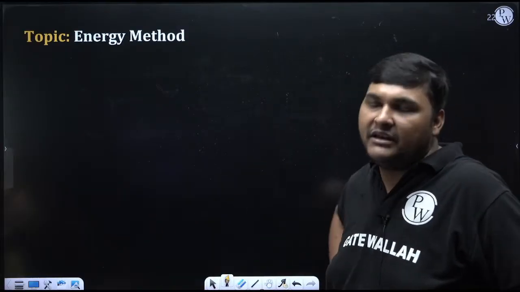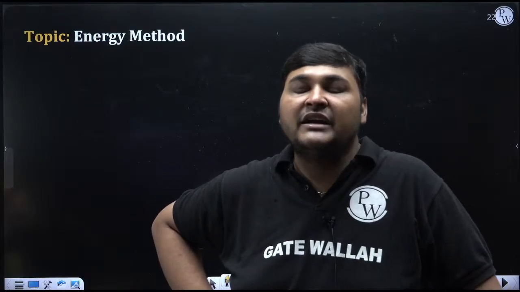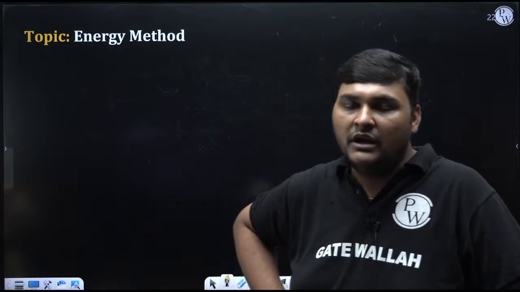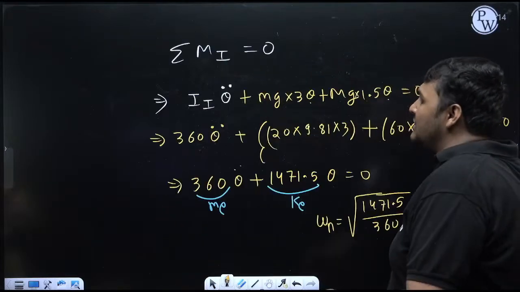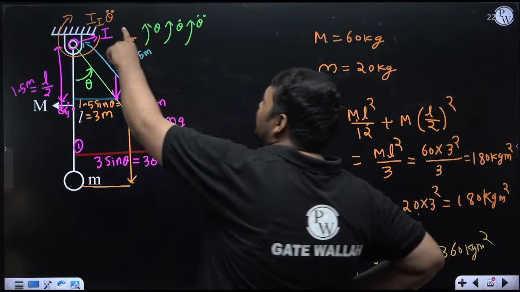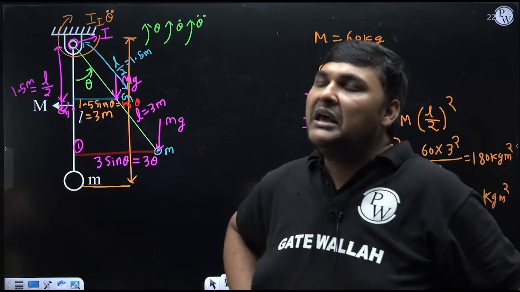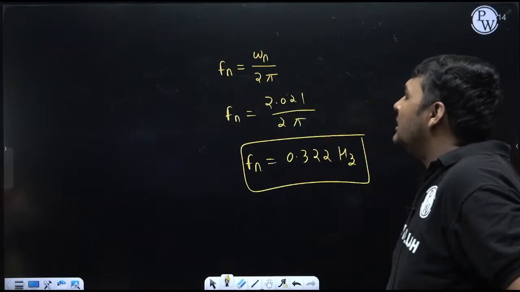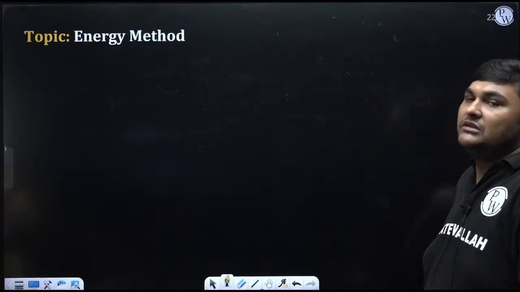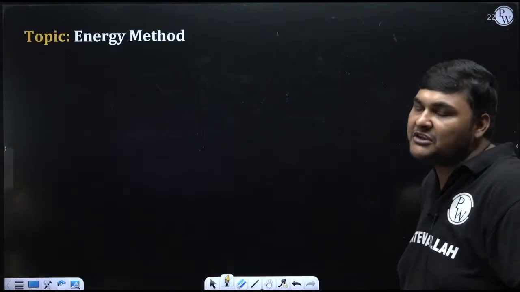Here I am using the energy method. What is the energy method? That I will explain, don't worry. But since it is energy, and energy doesn't have direction, it is not a vector quantity, it is a scalar quantity. So like in the equilibrium method, I was bothering about the direction of inertial moment, direction of weight, direction of spring force, like this. Here we need not bother about the direction because energy has no direction. Only I have to write the expression of energy.